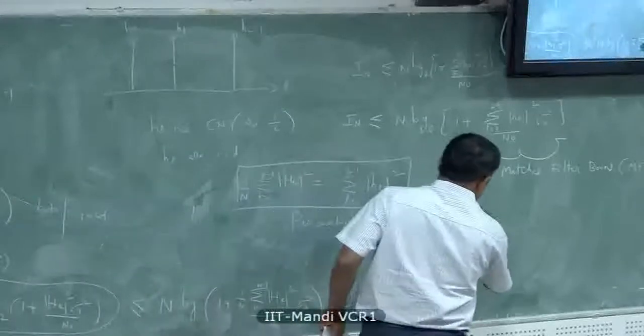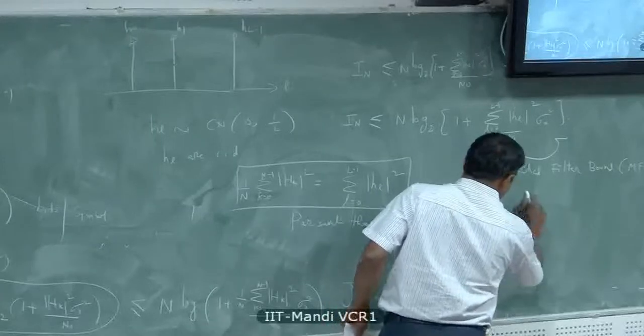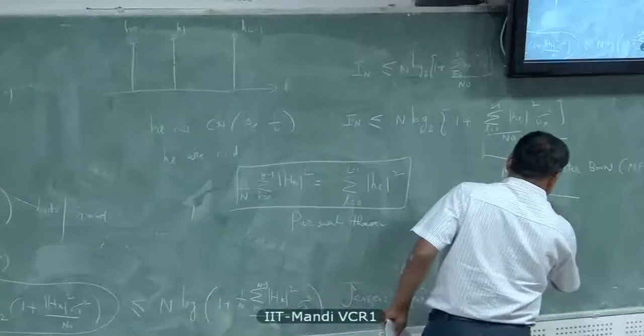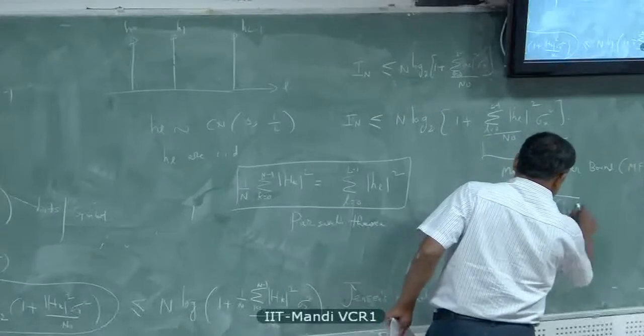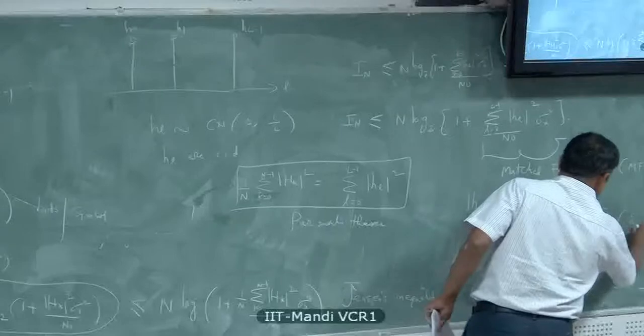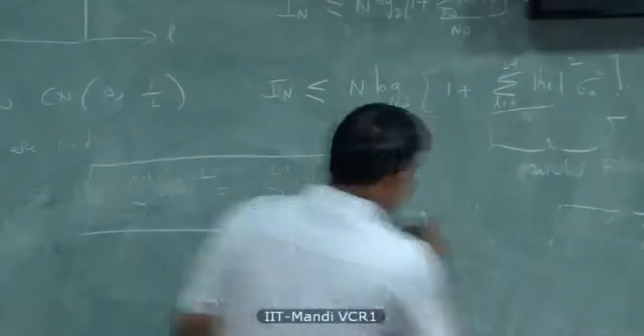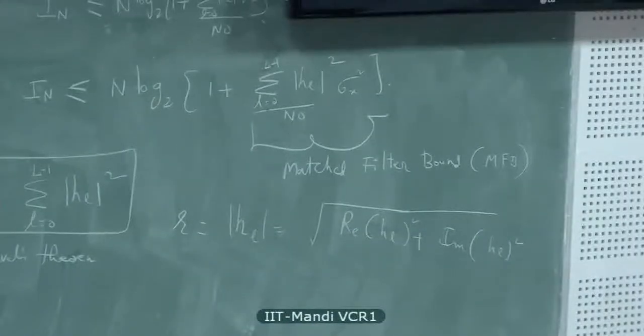The envelope of HL is the square root of the real part of H of L squared plus the imaginary part of H of L squared, and for this random variable R, if you work out the PDF, the probability density function, it turns out to be the Rayleigh density. Have you studied this in wireless?